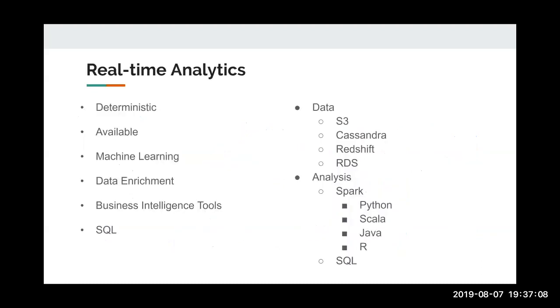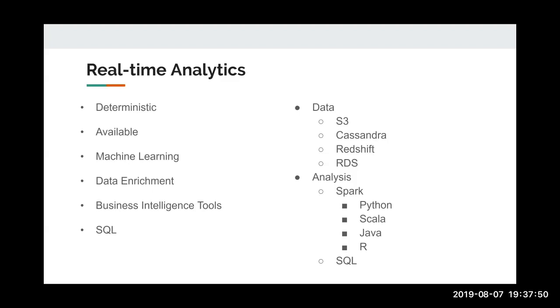So generally speaking, when we talk about real-time analytics, we're talking about deterministic availability. Now, machine learning has both deterministic and non-deterministic outcomes. Data enrichment, maybe you get data, you enhance it, you put it back. It may include built-in business intelligence, visualization, or you may add it. And sometimes you want SQL. There's nothing as simple as a good SQL statement that can give you a report based on the data that you have.